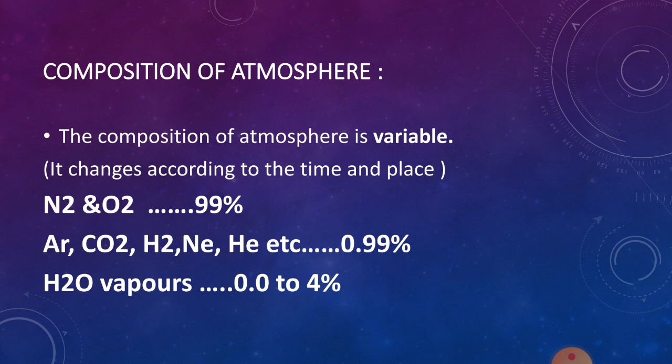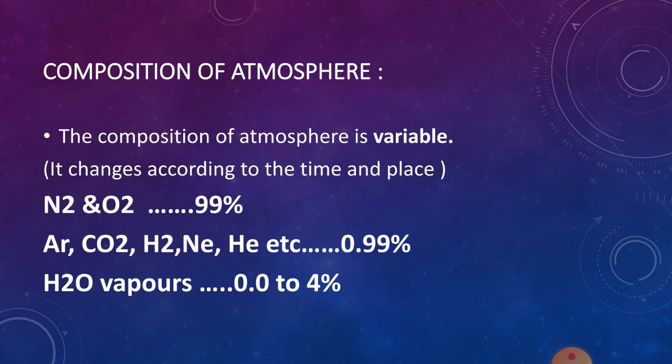The composition of air, we already discussed, has majorly two components. The major constituents were nitrogen and oxygen, and the minor were carbon dioxide, argon, etc. But keep in mind that the composition of the atmosphere is variable. It changes according to the time and place where you are, and at which time of the day or the year you are observing that composition.